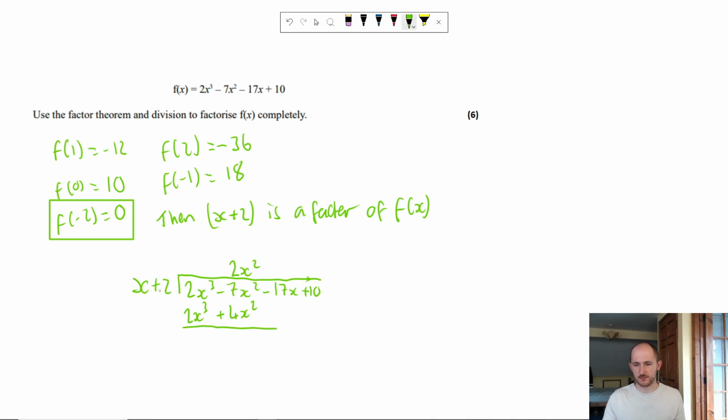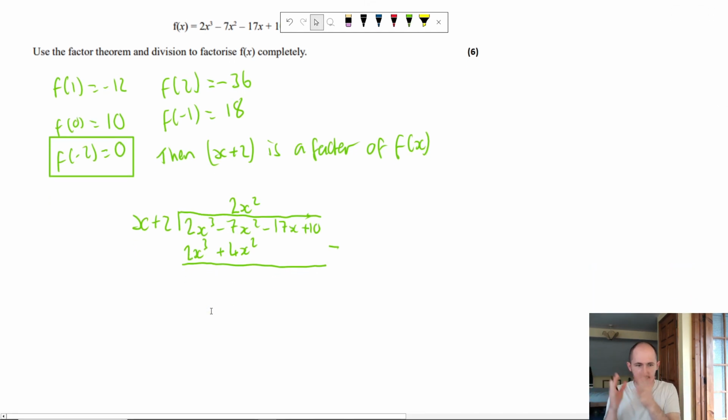Then draw our hopefully straight line. Subtract those two lines. The first one always equals 0, which is what's meant to happen. That's all good. Then we have minus 7x squared, and this is why I write the minus, remember? So minus 4x squared, so that's minus 11x squared.